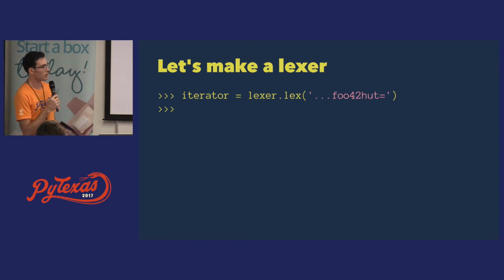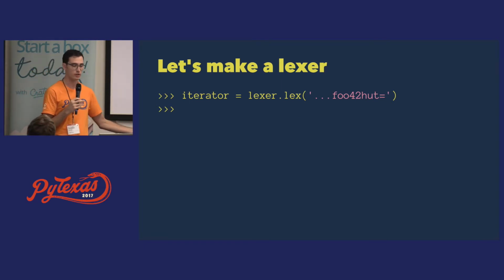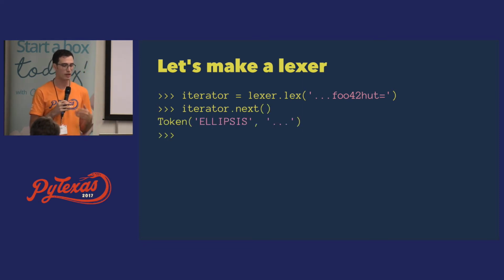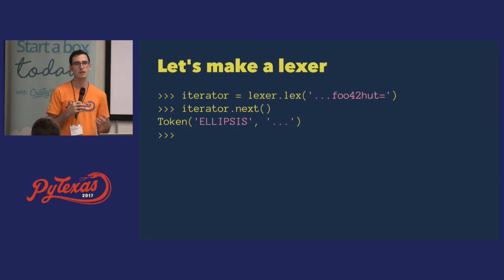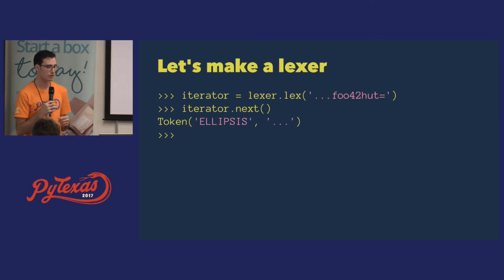So I call lexer.lex with just a stream of tokens, and I get back an iterator. And this is just like a regular Python iterator, so I can call next on it. And what it gives me is it starts to consume characters until it sees something that it recognizes as a token in our language.